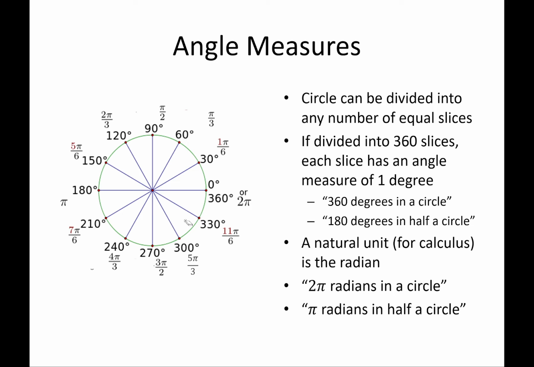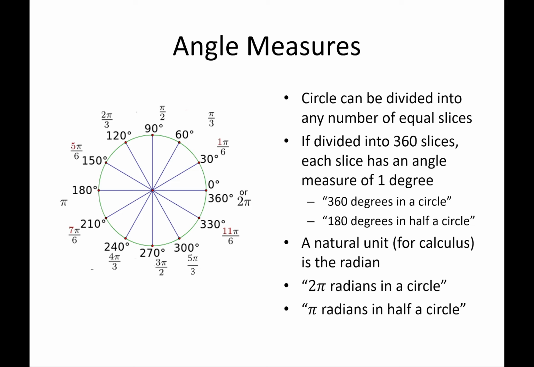Now, in the study of calculus, this measurement of degrees is something I'm just going to mention. Hey, this is 90 degrees, this is 180 degrees. But for the most part, we're going to use a competing system of measure that's called radians. Instead of slicing a circle up into 360 degrees, we can slice it up into 2 pi radians.